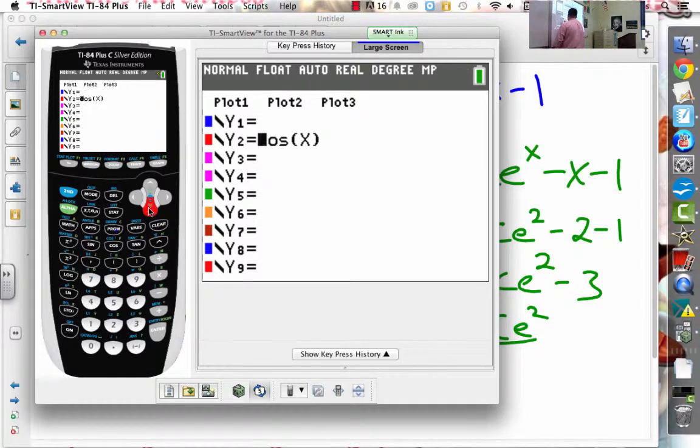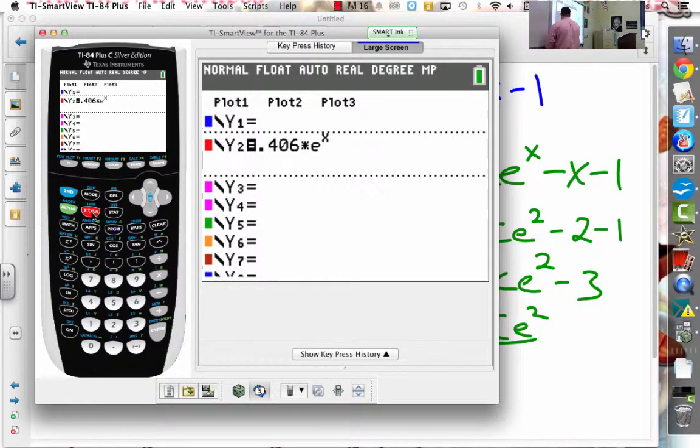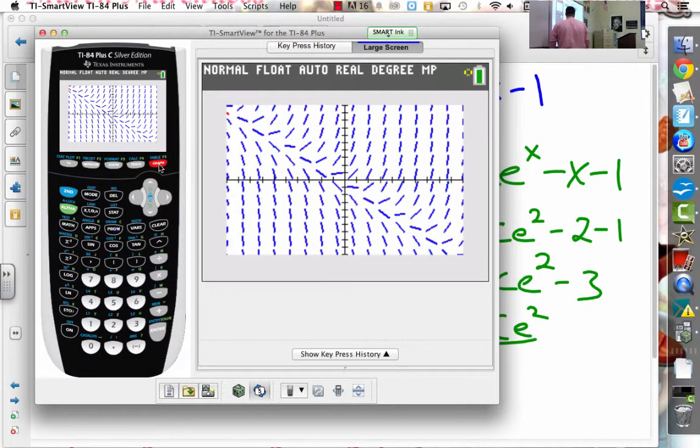So now if I graph that, I really should have left my red line up there, but I'm going to say 0.406 is what I think we had, times e to the x minus 1. And I'm going to hit graph. See how that works?